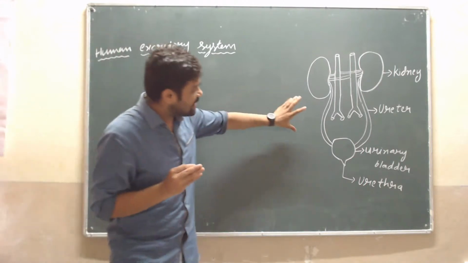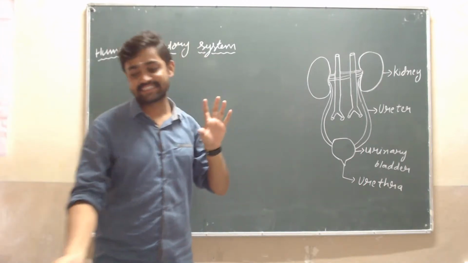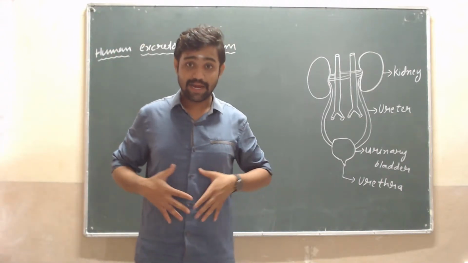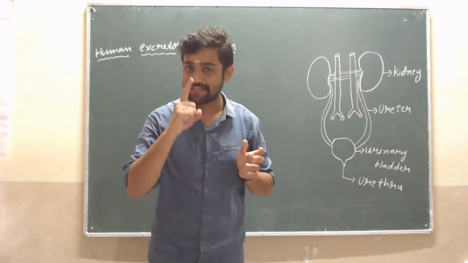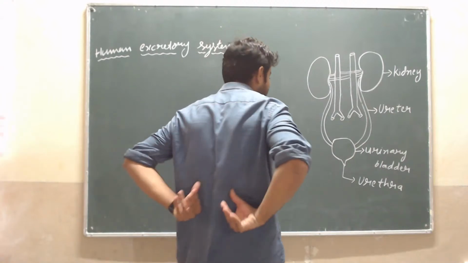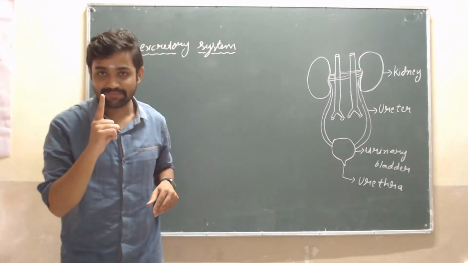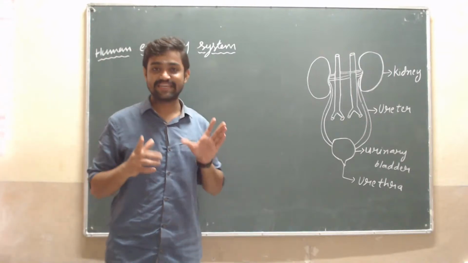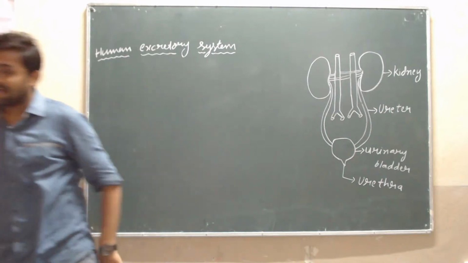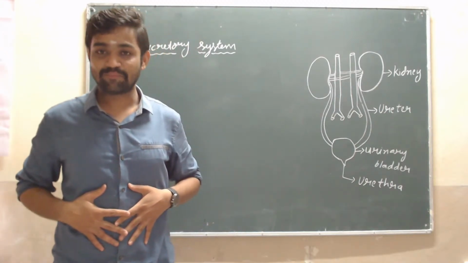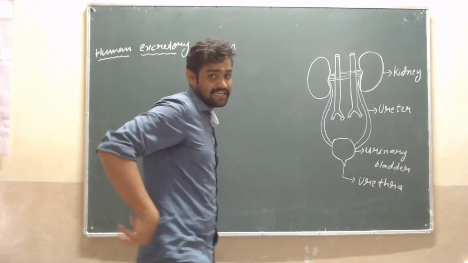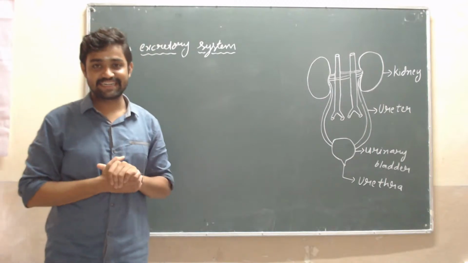Then where is this excretory system present? It is exactly present in the abdomen, on the back side. Are you getting my point? This excretory system is present in our abdomen part, exactly at the back side, and this is the excretory system.